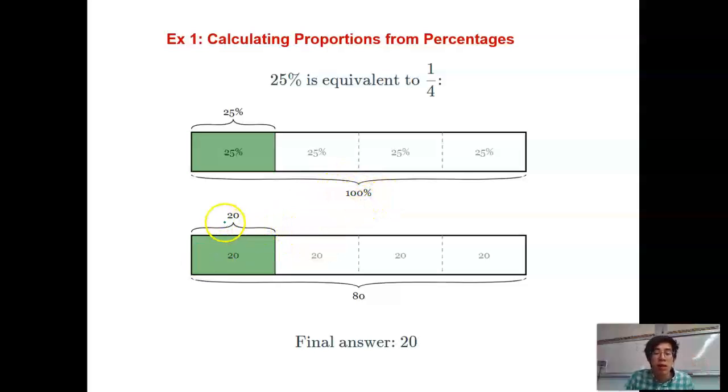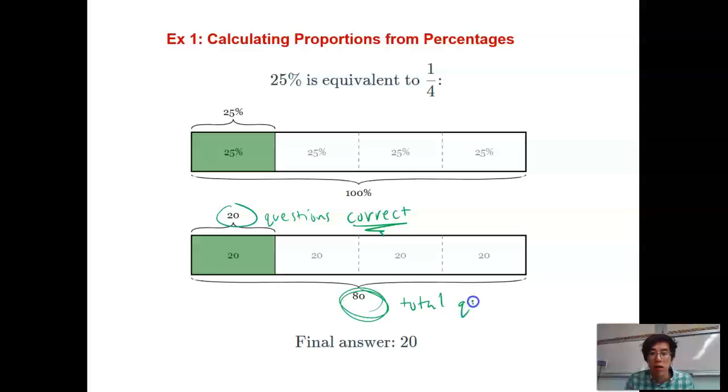Right? So if I say 80 is kind of like my 100%, right? Tyler only answered 20 questions correct, right? And that's the specific part, right? In the total number of questions, which is 80, right? This is total questions right here. All right, so that's example number 1.